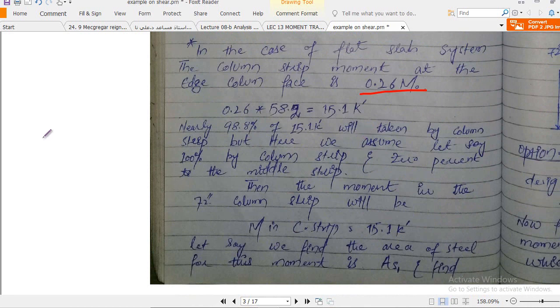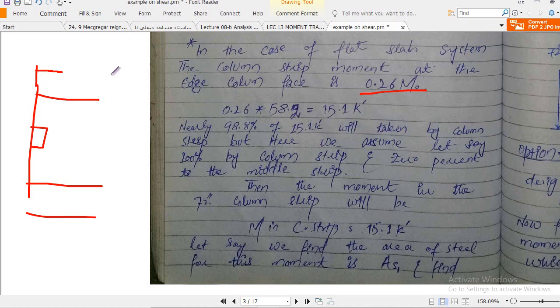Now, let's say we have the column strip. Let's say this is my exterior column, and I have my column strip. In the column strip I have the middle strip, half middle strip and half middle strip. But basically when we are calculating the longitudinal moment at this exterior column, we assume that the moment at this point is 0.26 times M naught, and that moment is now 15.1.